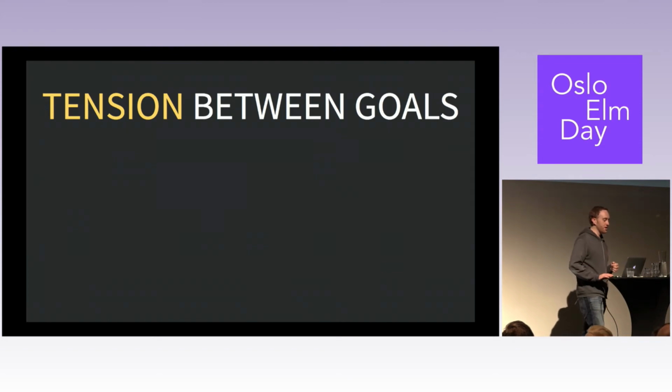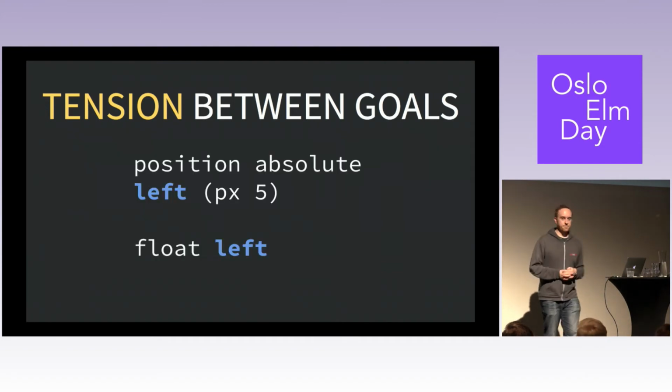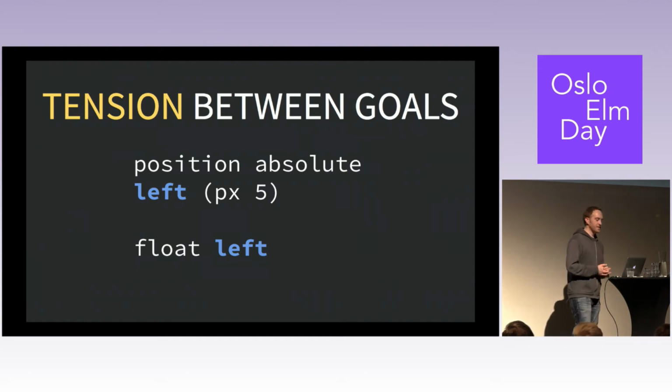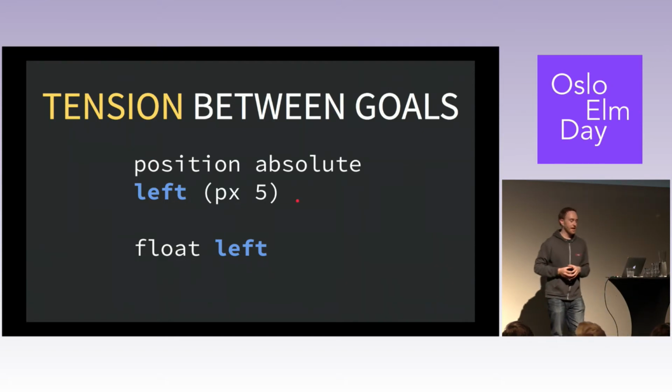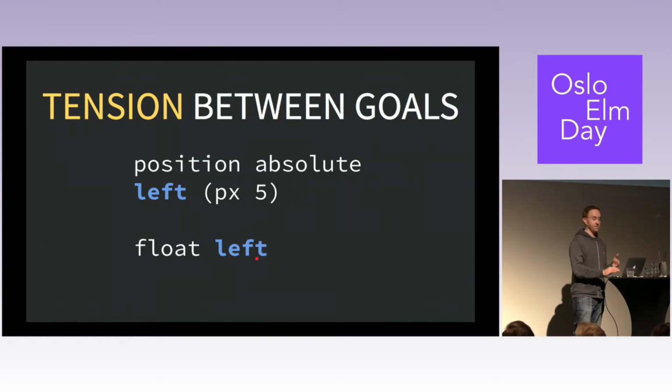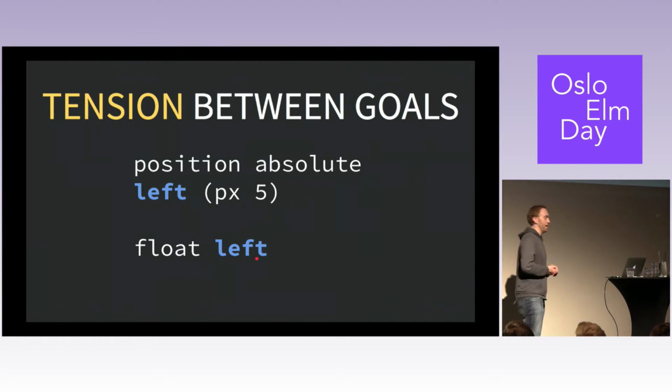Another case where you can have tension between these goals came up when it comes to left and right and top and things of that nature. So let's think about the types of these again. We have position absolute, and you want to say left 5 pixels, so it's positioned offset 5 pixels from the left. So that works. And then you also have float left. Both of these are things that exist in the CSS spec. Turns out there's a lot of overloaded values in there.